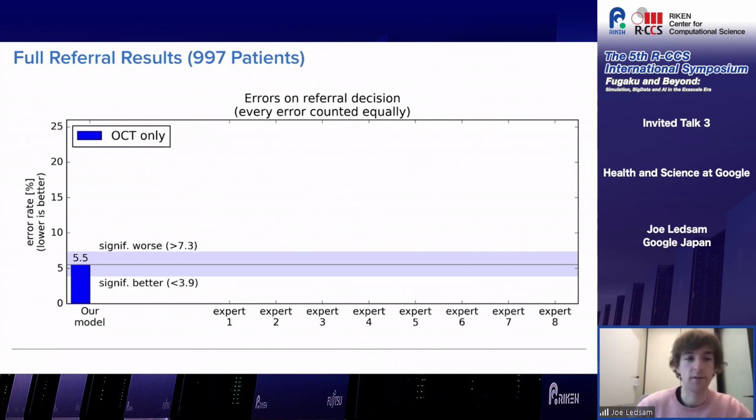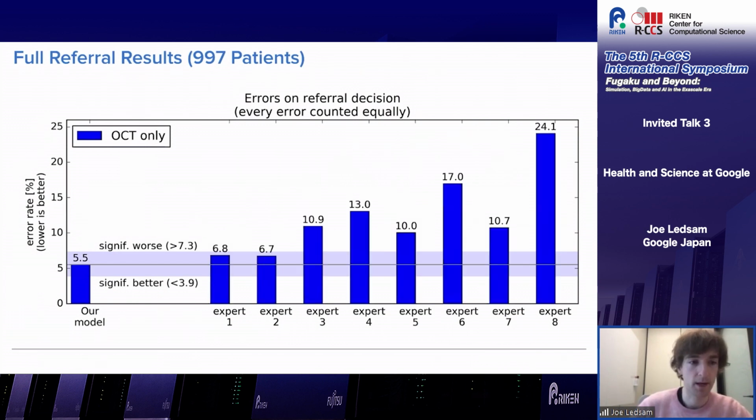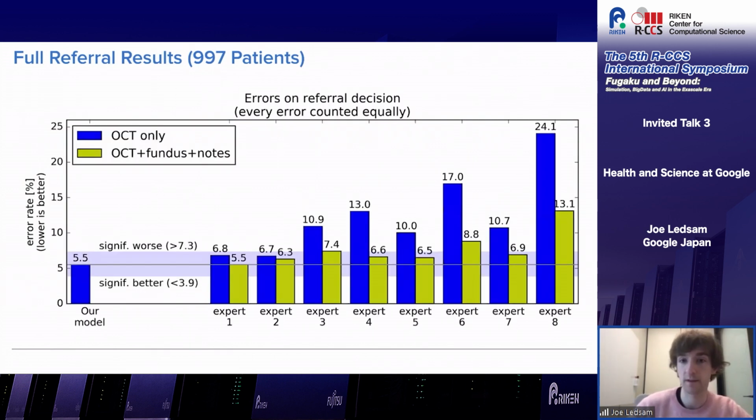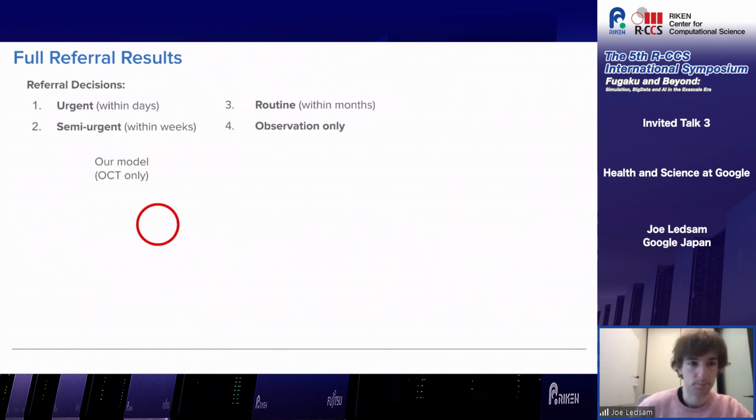And so again, we can show this. This is the results for every referral class rather than the previous graphs, which were just for urgent. And we can see, in the light blue here, the significance boundaries, which is a significant difference. And we can see again that the 2 experts were non-significantly different to the model, whereas the other 6 were significantly worse. That was when they only get the OCT scan. And again, we can see here with the additional information, 5 of the experts were on par with the network. The other 3 were inferior.